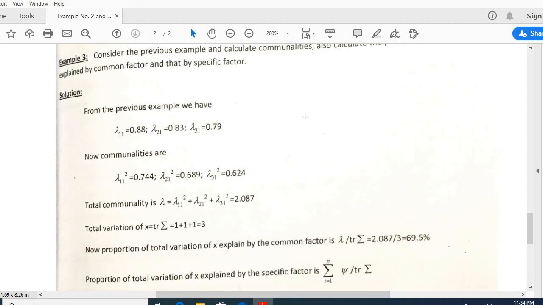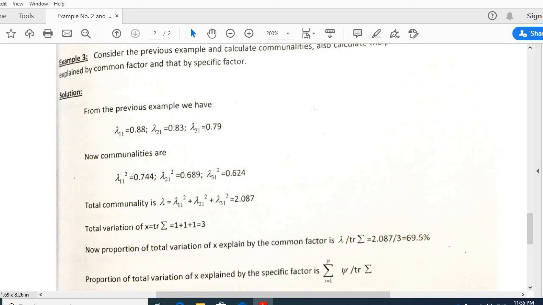Total communality is equal to lambda 11 squared plus lambda 21 squared plus lambda 31 squared. After adding the above terms, we obtain 2.083. And the total variance explained by this variance covariance matrix is the sum of the diagonal elements, that is 1 plus 1 plus 1 is equal to 3. Now the proportion of the total variation of x explained by the common factor is equal to the total communality over trace of sigma, which is 2.083 divided by 3, equal to 69.5%.